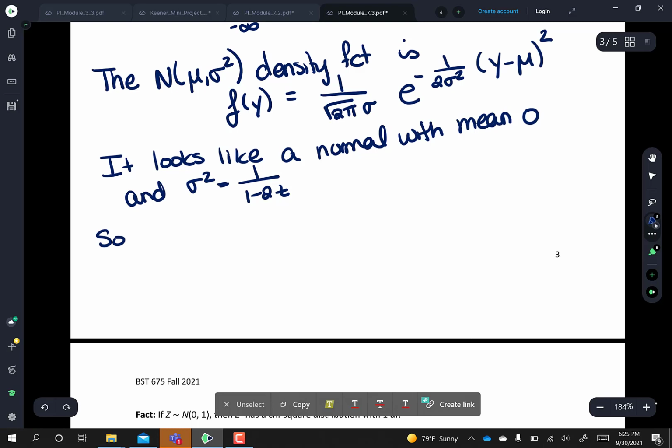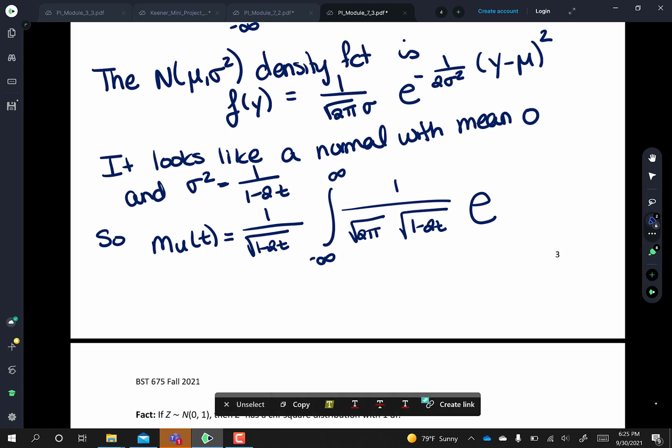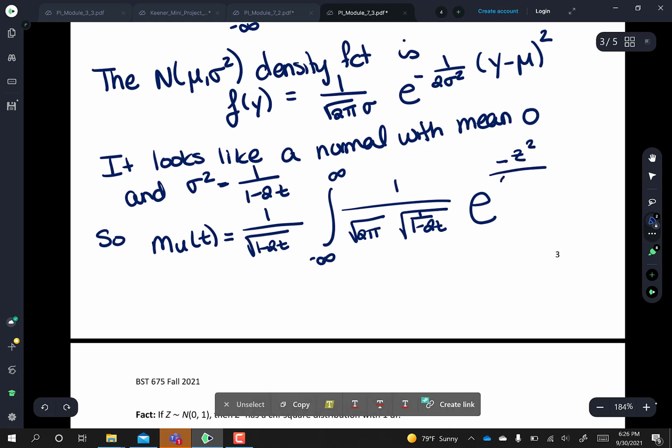So the moment generating function of U evaluated at t is equal to 1 over the square root of (1 minus 2t) times the integral from negative infinity to infinity of 1 over the square root of 2 pi, the square root of 1 over (1 minus 2t), e to the negative Z squared over 2 times 1 over (1 minus 2t), dz. So let's look at where these different pieces came from.